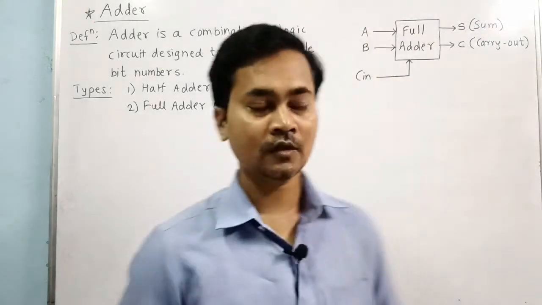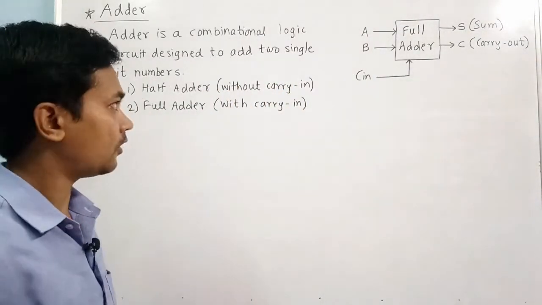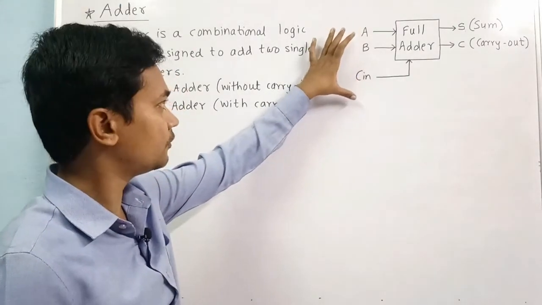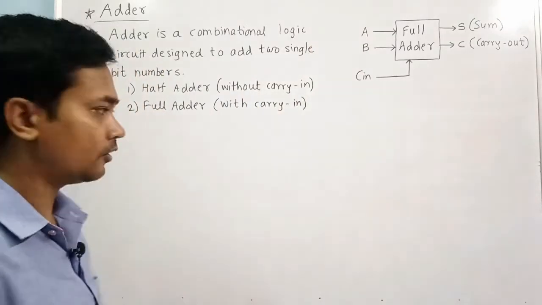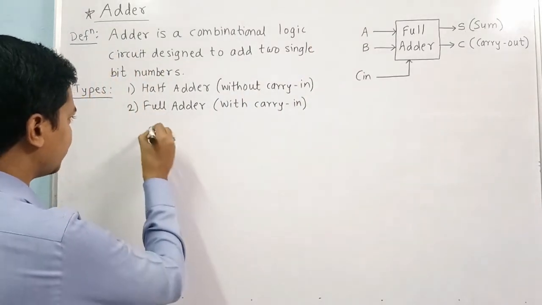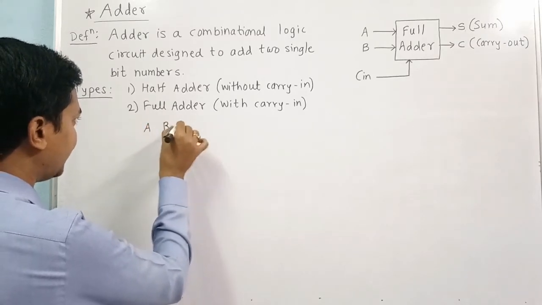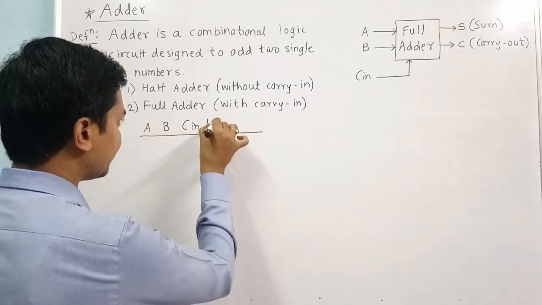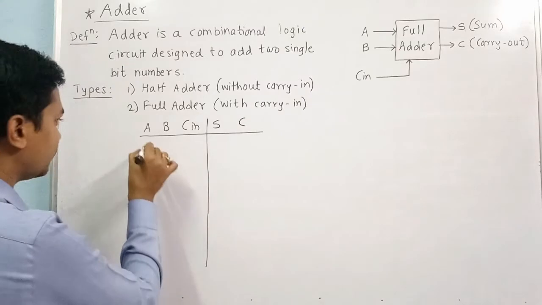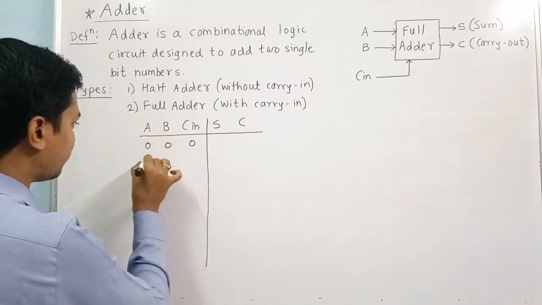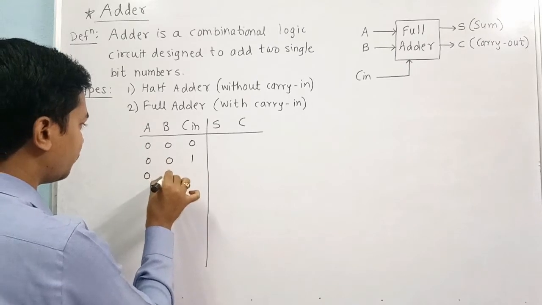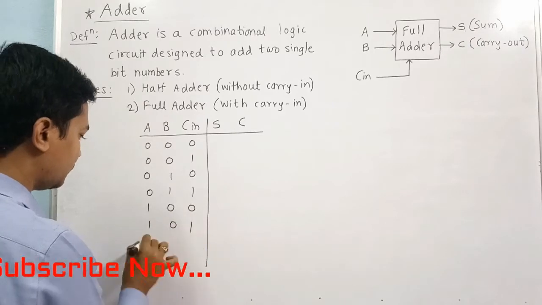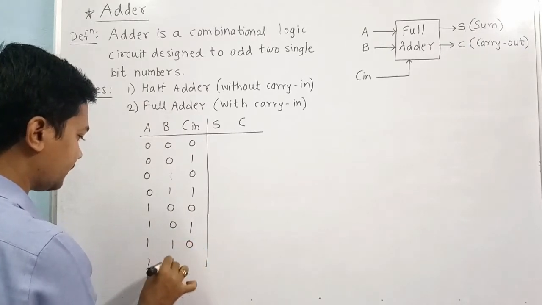Now we will start with the truth table of the full adder. As there are three inputs, we should use A, B, C in as inputs. 3 bits make 8 combinations. So we will first write A, B, C in as inputs, and sum and carry out as the outputs. Here we will draw the 3-bit combinations: 0 0 0, 0 0 1, 0 1 0, 0 1 1, 1 0 0, 1 0 1, 1 1 0 and 1 1 1.